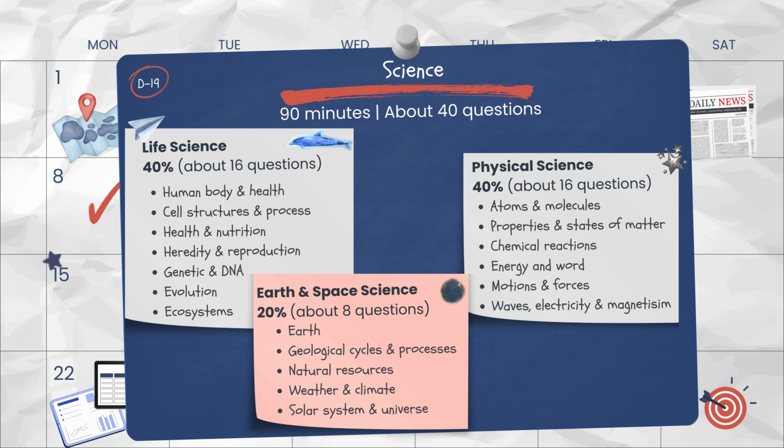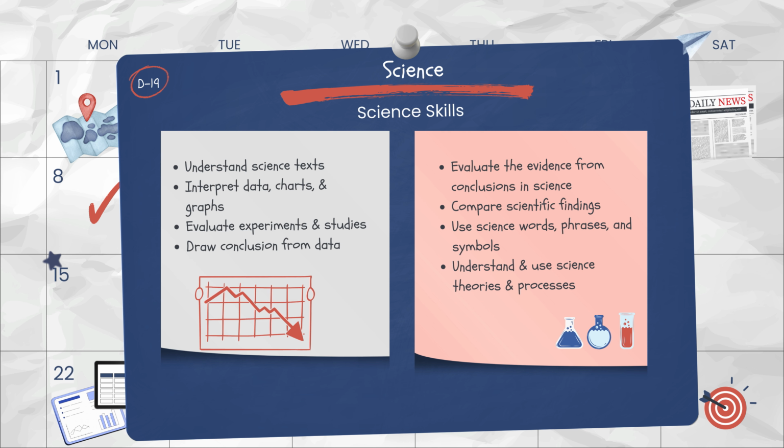Life science, about 40% of the test, covers topics like the human body and health, genetics and DNA, heredity and reproduction, ecosystems, and evolution. Physical science, another 40%, focuses on atoms and molecules, states of matter, chemical reactions, energy and work, and even motion, forces, and electricity. The final 20% is earth and space science, which includes geological cycles, natural resources, weather and climate, and the solar system.